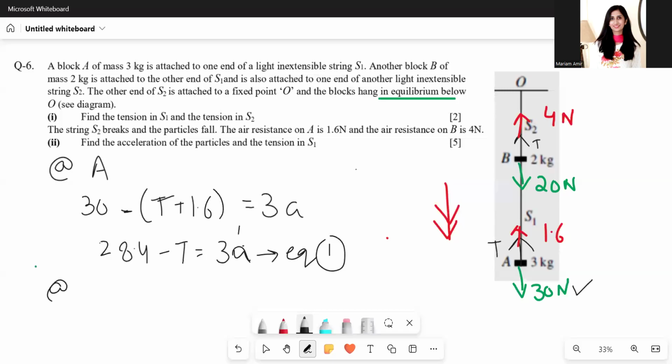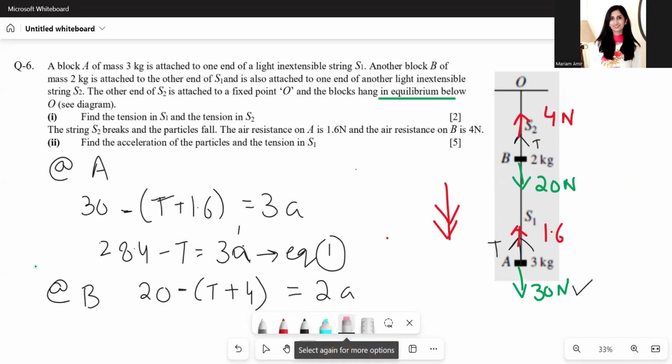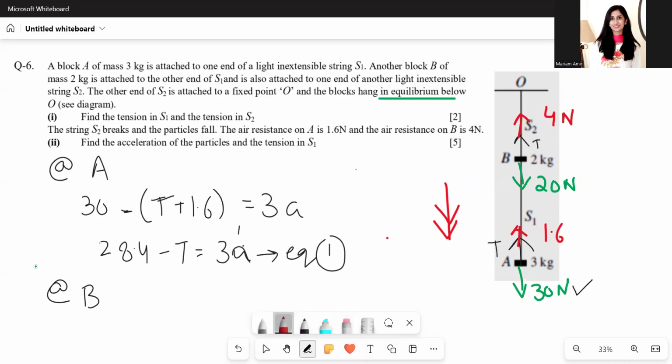And at B, forward force is 20 minus backward force is T plus 4 is equal to MA, so 2 times A. Okay, there's a mistake that I've made at B. Actually, the tension is downwards. Hold on, let's fix that. So since there's no string S2, this tension is going to be downwards. Tension is always pointing away from the mass. So if B is the mass, tension is going to be downwards. There's no upward string. So T is here.